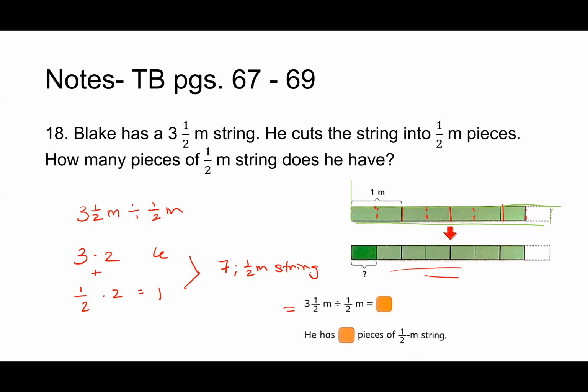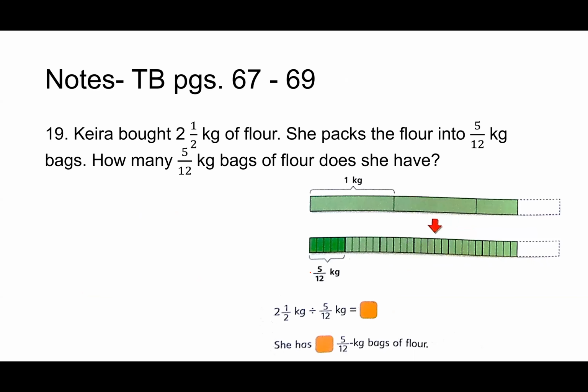Okay. All right, let's move on. Sierra brought 2 1/2 kilograms of flour. Packs the flour into 5 12 kilogram bags. How many 5 12 kilogram bags does she have? Okay, why don't you guys go ahead and try this one? Then you can go ahead and move on for the next couple that you have as well. But, Piper, can you read it out loud, please?